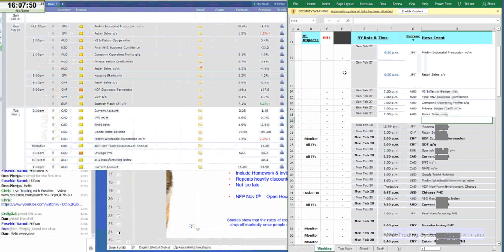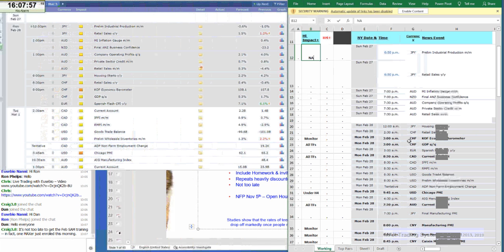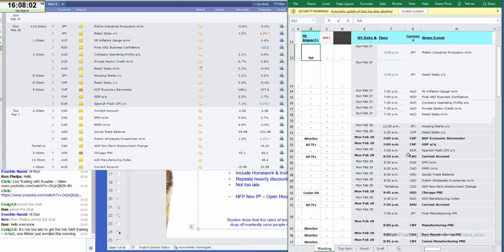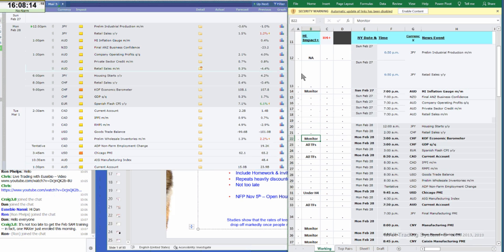Okay. So on Sunday we have nothing. On Monday I will monitor the Aussie MI inflation gauge month over month. This will be important for the later meeting for the central bank. And what else? I will also monitor the Swiss KOF economic barometer. Then we have the Swiss GDP quarter-over-quarter, all time frames. And that's it for Monday.